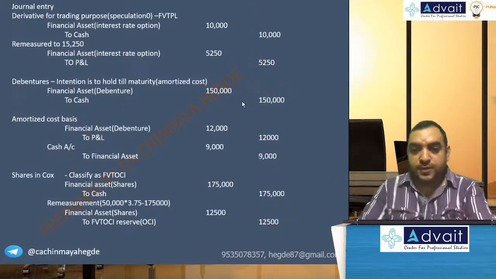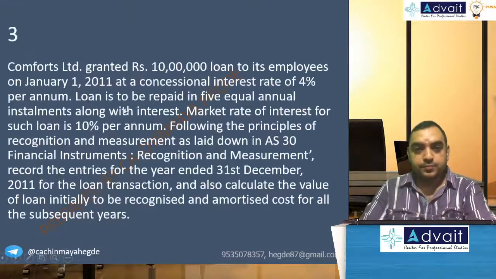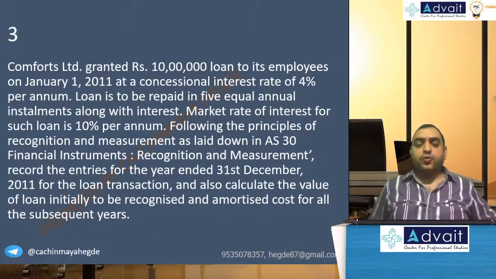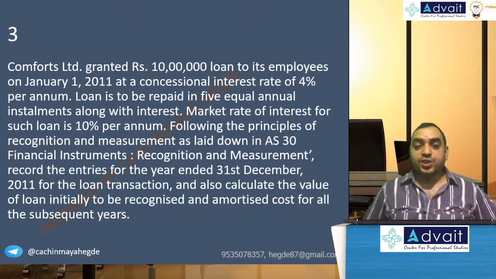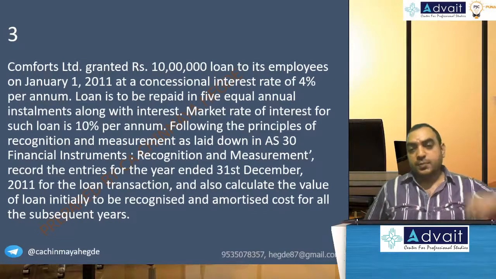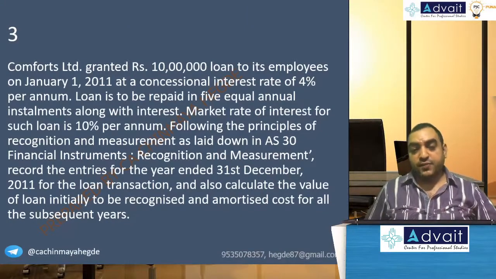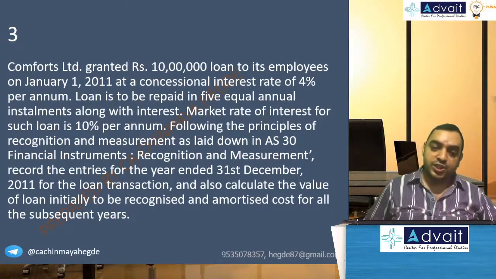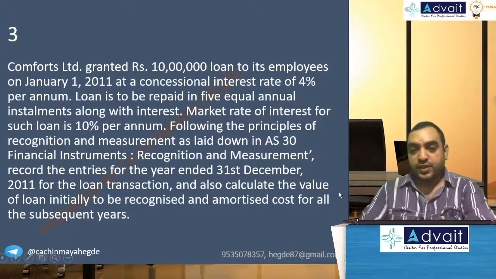Okay, let's go to the next one. This is a typical question, has been asked in the exam quite a few times. Comfort Limited granted rupees 10 lakh loan to its employees on 1st Jan 2011 at a concessional rate of 4%. Loan is to be repaid in 5 equal installments along with interest. The market rate of interest for such loan is 10%. Following the principle of recognition and measurement in financial instruments, record the entries for the year ended December 2011 for the loan transaction and also calculate the fair value of loan initially to be recognized and amortized cost for all the subsequent years.